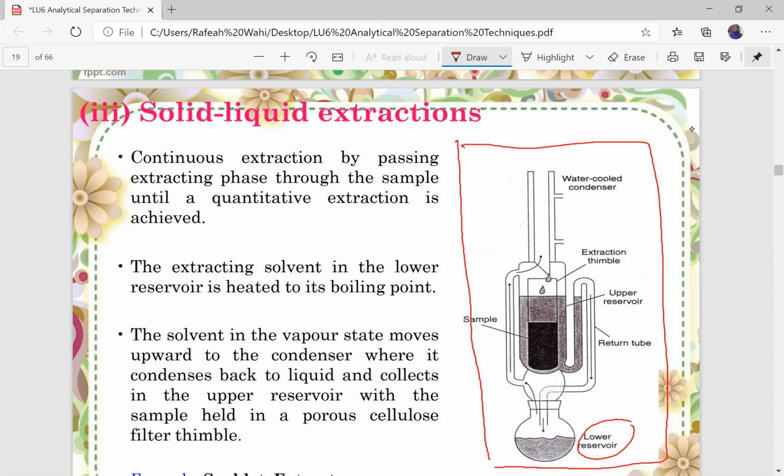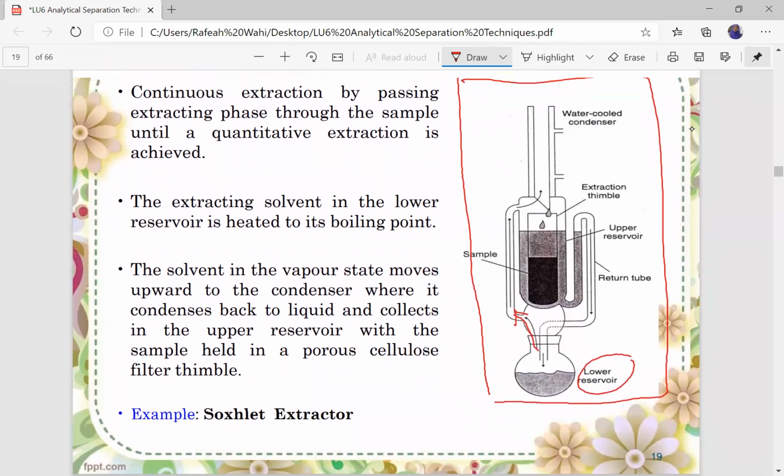When we heat the sample at the boiling point, it will start to evaporate, and after it evaporates, it will move up. Okay, you see the arrow here. It will move upward to the condenser, where it condenses back to liquid and collects in the upper reservoir with the sample held in a porous cellulose filter thimble. Okay. Later on, I will show you the real picture of a solid liquid extraction apparatus.